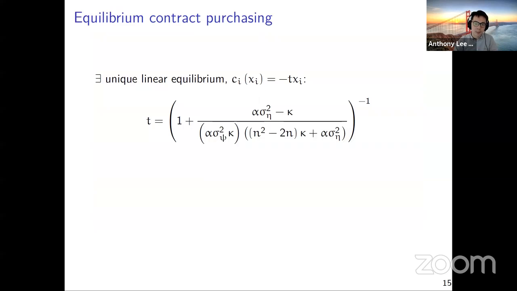Okay, I proved that there's a unique linear equilibrium in the contract purchasing game. So in the perfect risk sharing case, everyone buys C equals negative X to perfectly hedge. In any instance of this game, people are going to buy CX equals negative TX. So they're going to buy contracts which are linear in their factor exposures, but the coefficient can be different from 1. So this is the expression for the coefficient.